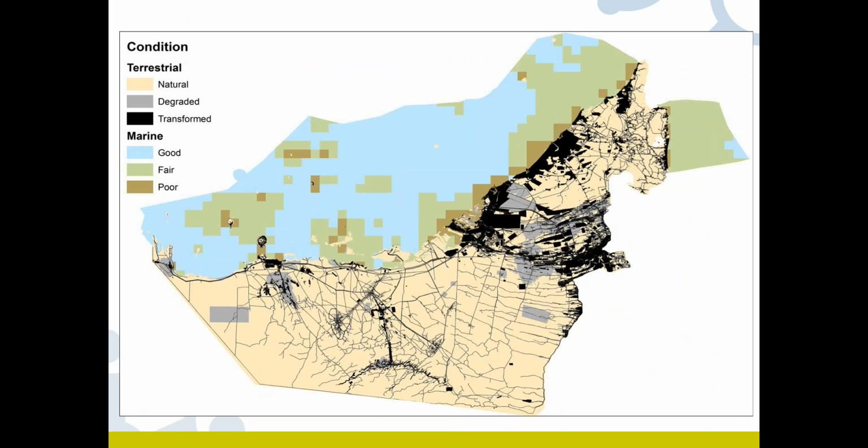Okay, so here is an example of a condition map from the UAE again. Basically on this, the dark brown colors in the marine area are areas in poor condition. So these are highly impacted areas with oil extraction or intense fisheries. On the terrestrial side, the very dark colors are areas that are highly impacted by particularly urban expansion and so on. So this is an example of a sort of product that we'd want to develop. John, the next slide.